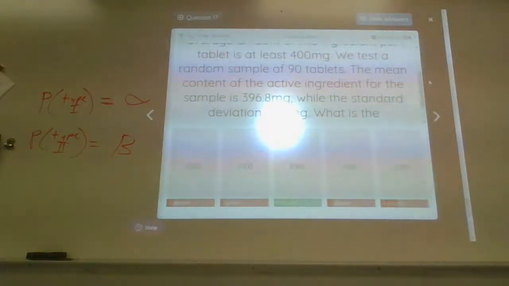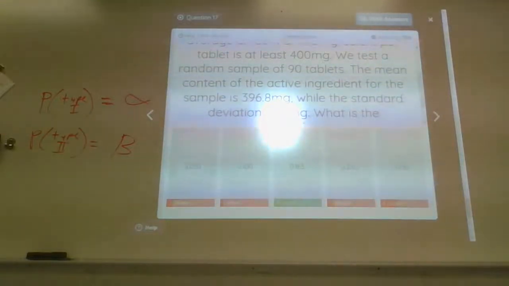They have a random sample of 90. The mean of the sample was less than that, 396.8, while the standard deviation was 31. That standard deviation, I'm assuming, is from the sample because it was given in the sentence with the sample. They want you to run an appropriate test and get a p-value. They're going to want you to run a t-test here.